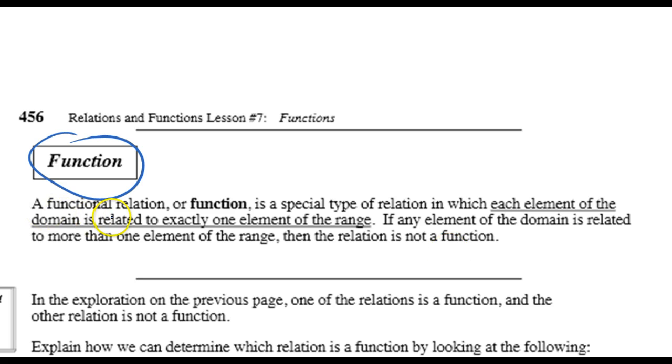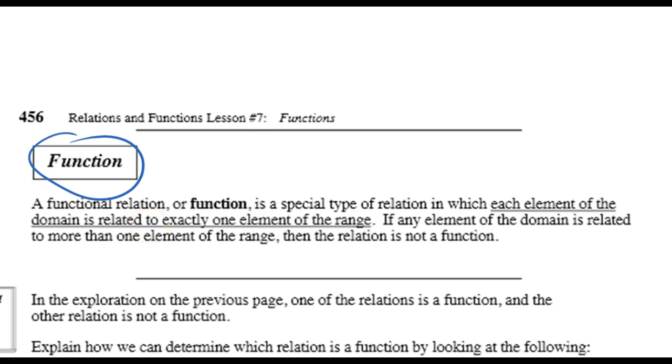So first of all, a functional relation, right away that says that a function is a certain type of relation. Okay, and we call it a function. It's a special type of relation. Okay, so like I said earlier. Okay, now here's the little nitty-gritty stuff. So each element of the domain. Well, what does that really mean?